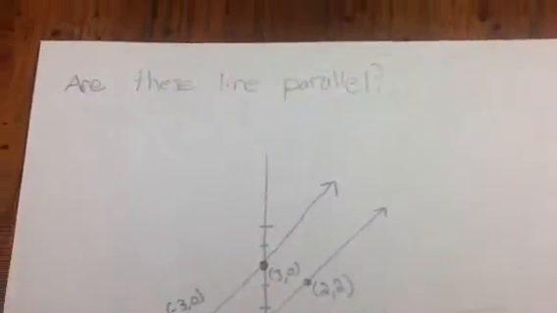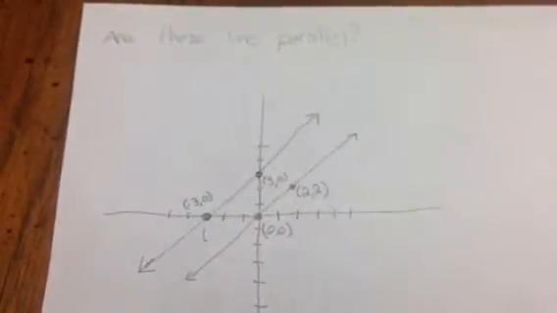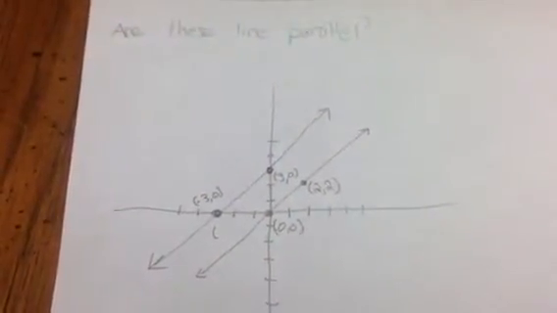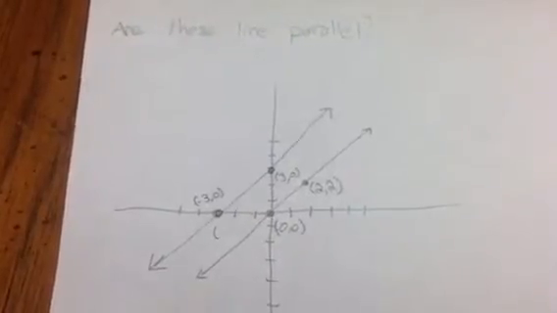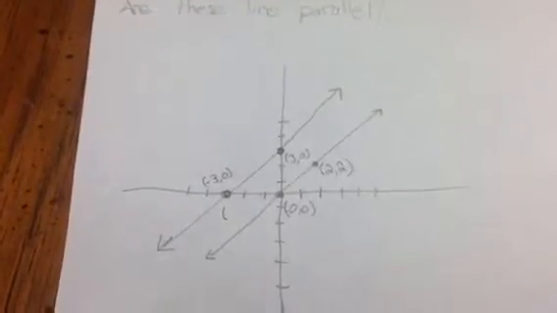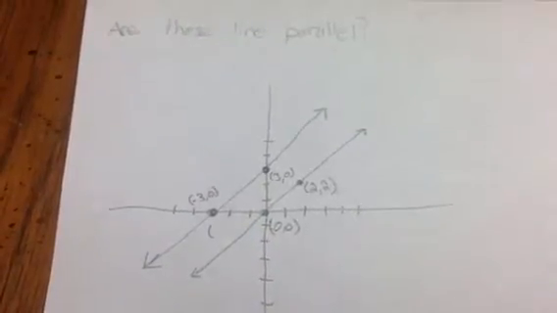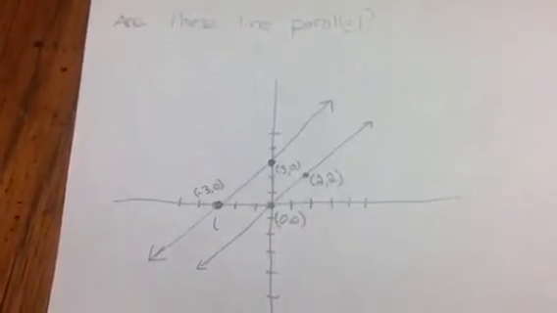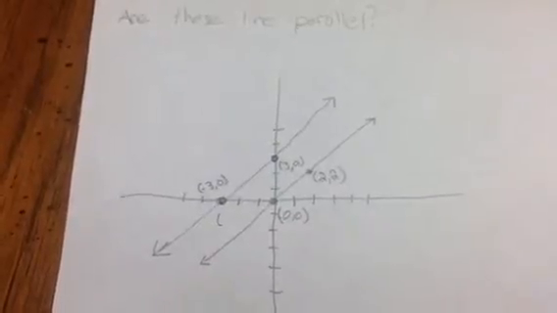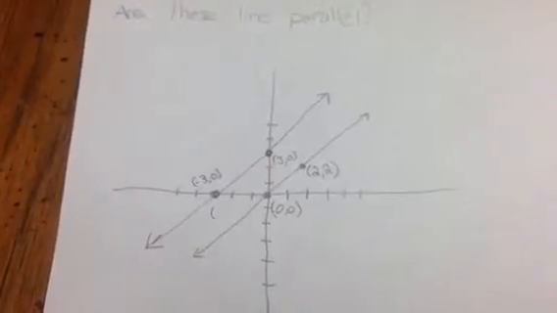Alright, so two more applications with slope are parallel and perpendicular lines. So for my example for parallel lines, I've got this. And parallel lines, as you can probably recall, are lines that go on forever and ever and never touch. Now these lines certainly look parallel, but there's a way we can test this. Whenever you have parallel lines, the way you test if they're parallel is you find the slope of both lines. And if the slopes are the same, that means the lines are parallel. Alright, so let's go ahead and solve this.